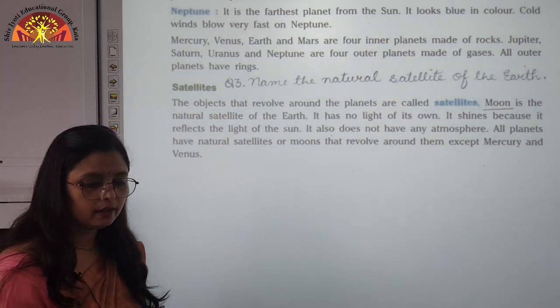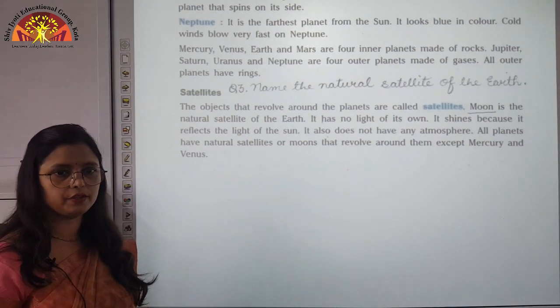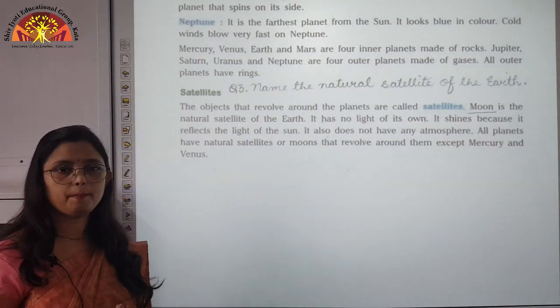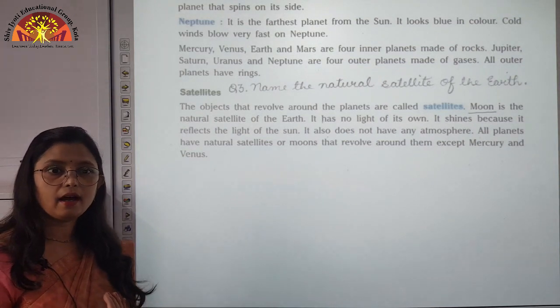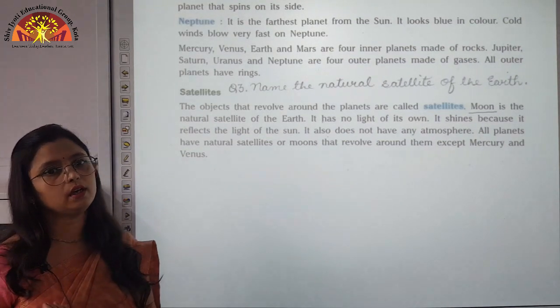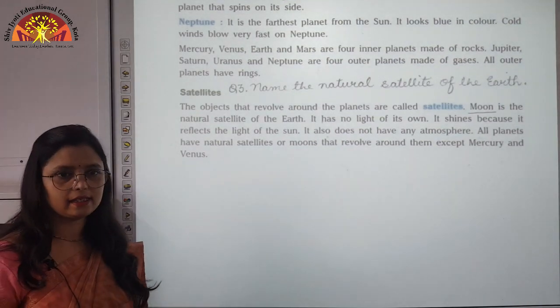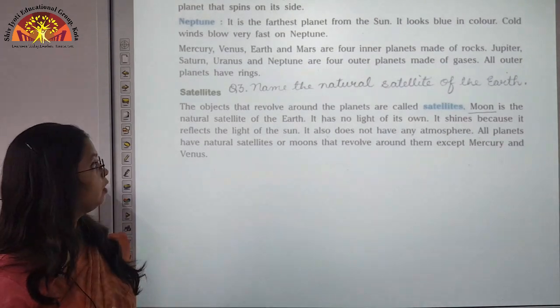Now children, as I have told you, there are so many other heavenly bodies. So one of them is the satellite. Satellites are the objects that revolve around the planets. Okay, we know that planets revolve around the sun. Then there are satellites which revolve around the planets. Okay, and all the planets have their own satellites. Moon is the natural satellite of the Earth.